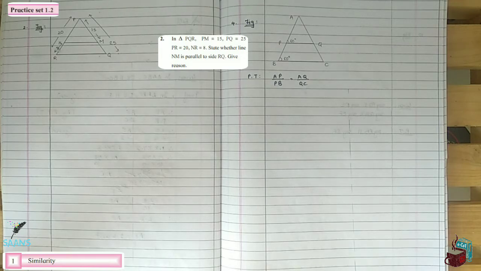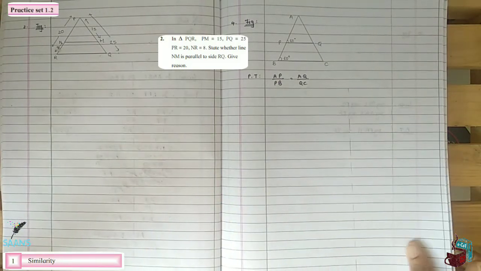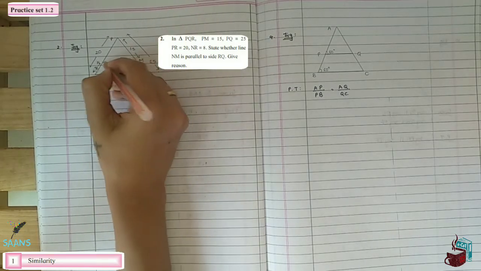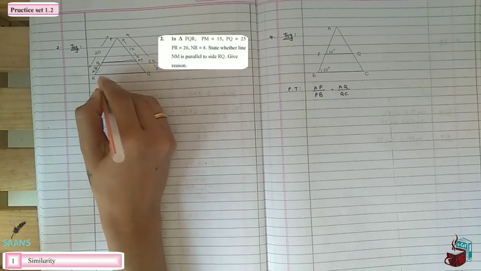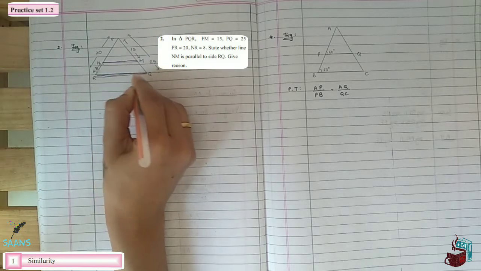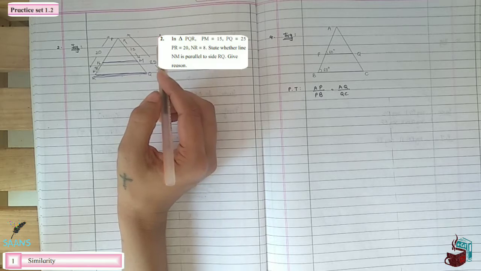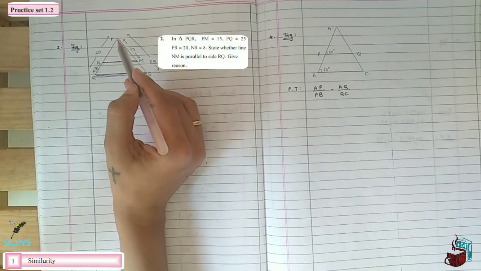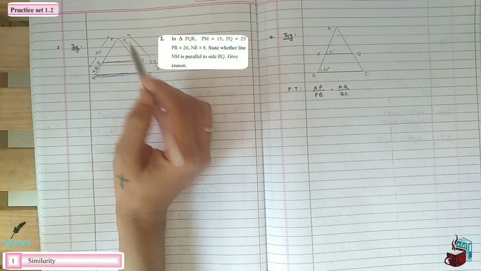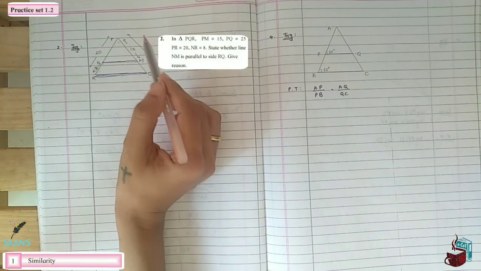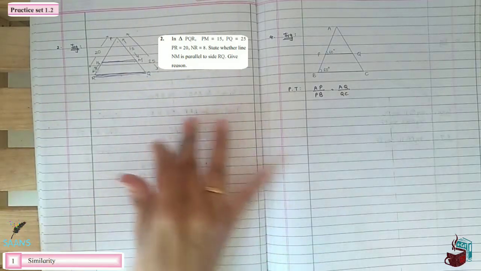The problem is that it says: state whether the lines are parallel to RQ and give reason. So now, if NM has to be parallel to RQ, if these two have to be parallel, PN upon NR needs to be in proportion with PM upon MQ. These two have to be in proportion. So we will have to find what is PN and what is MQ.